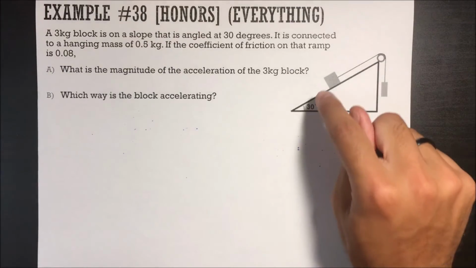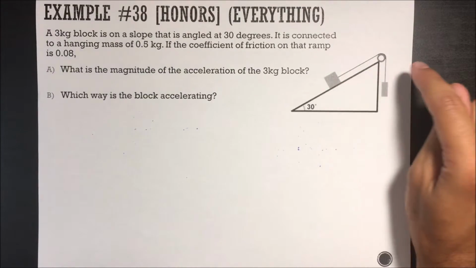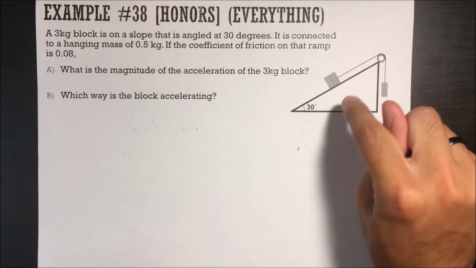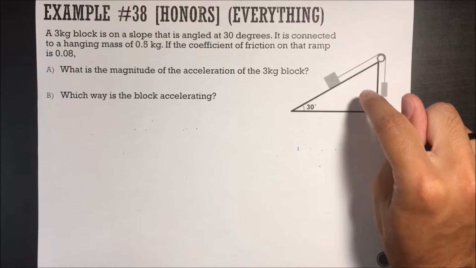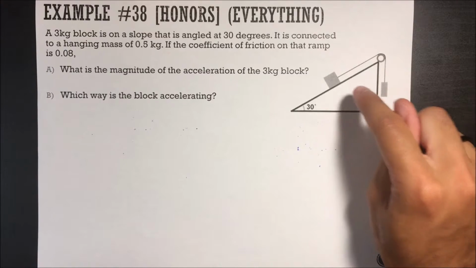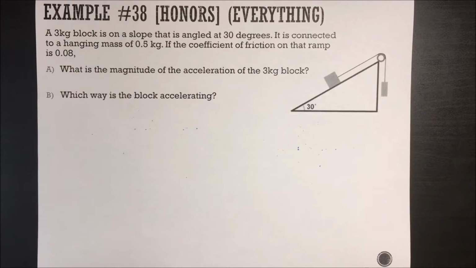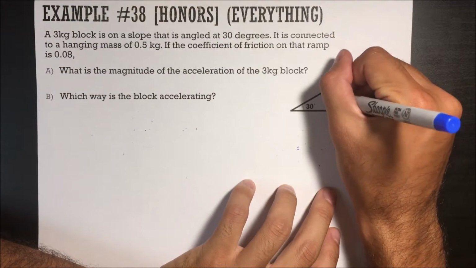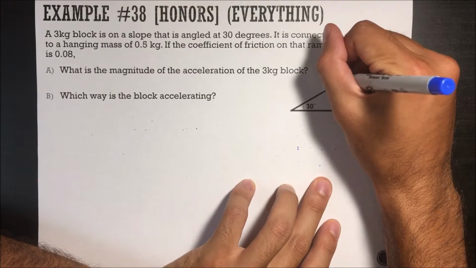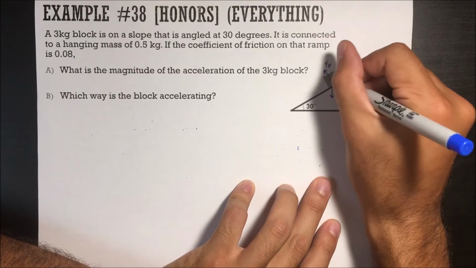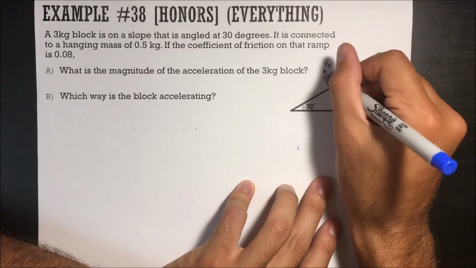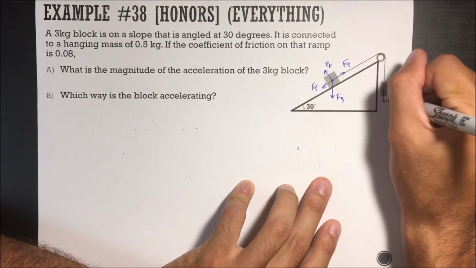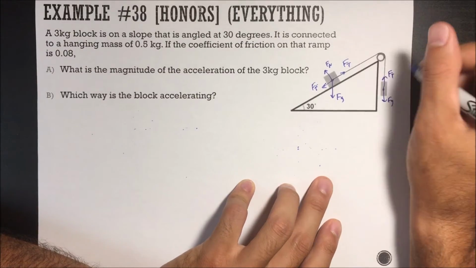A 3 kilogram block is on a slope that is angled at 30 degrees. It is connected to a hanging mass of 0.5 kilograms. If the coefficient of friction on that ramp is 0.08, what is the magnitude of acceleration of the 3 kilogram block? So I'm just going to kind of draw the forces out, and then we're going to look at all this. Force of gravity. Normal force. Force of tension. Force of friction. And then for this one, force of gravity, force of tension.